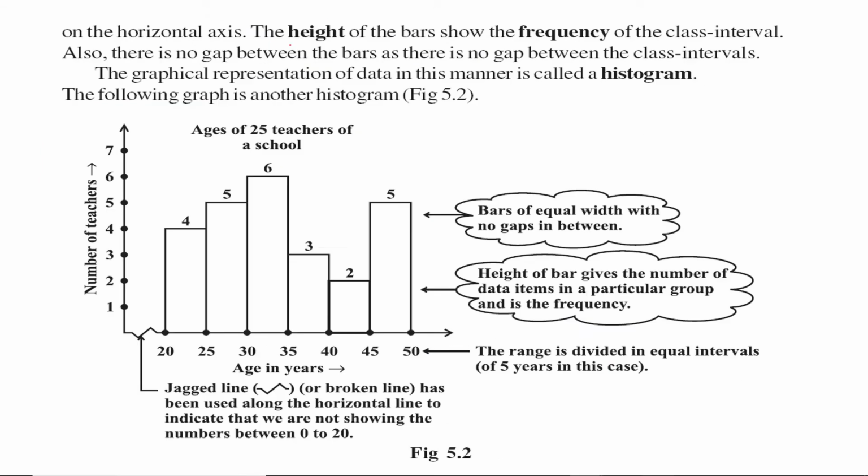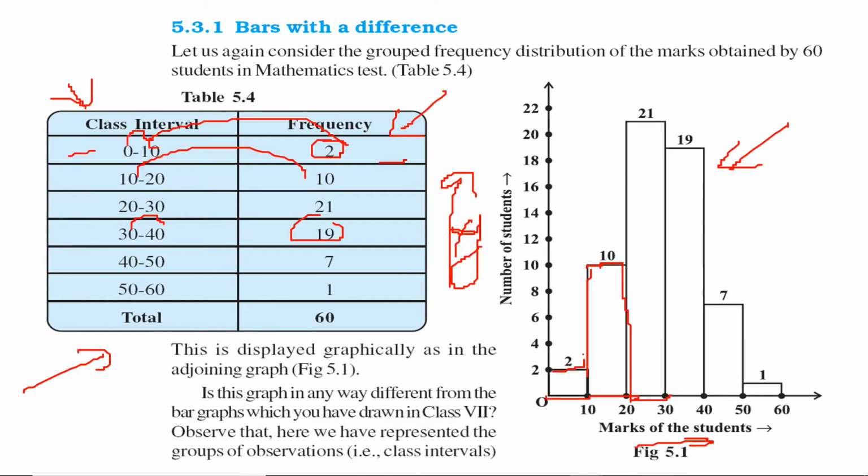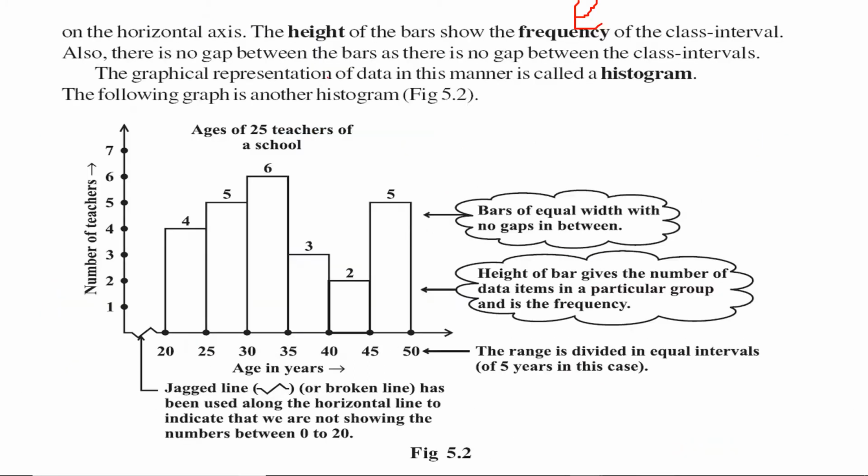So the heights of the bars are simply the frequency or number of students of the class interval. And see, there is no gap between these. There is no gap, right? Why is there no gap? Because 0 to 10, and then we start again from 10 to 20. So there is no gap. So this graphical representation of data in this kind of manner is called the histogram.